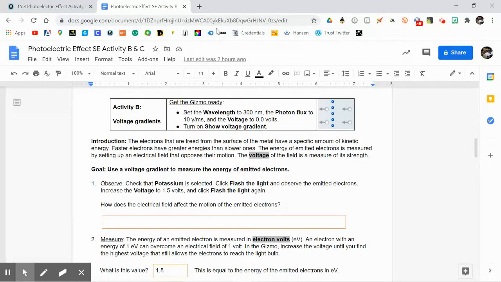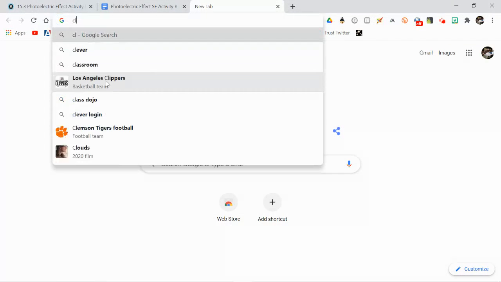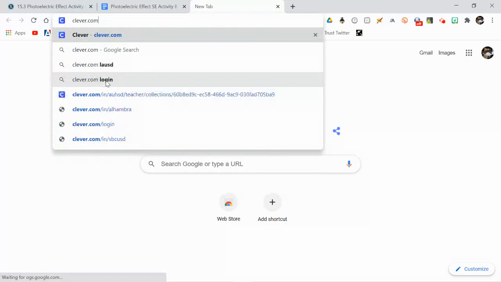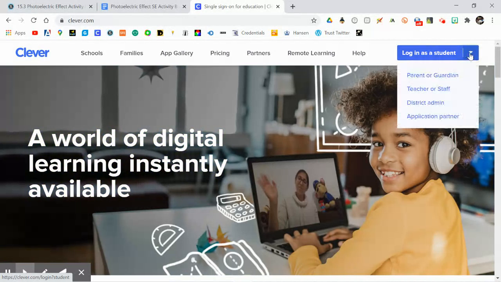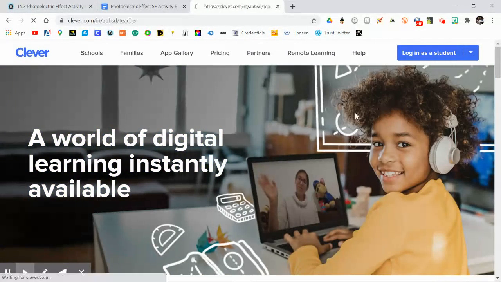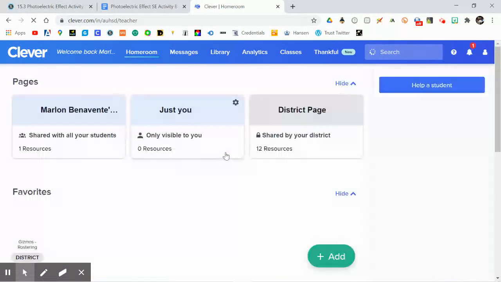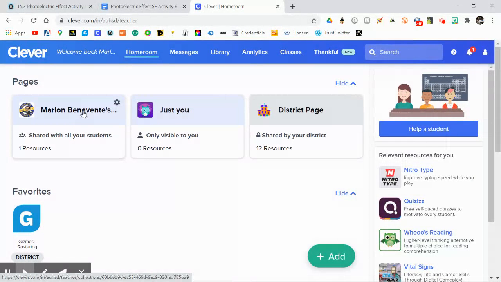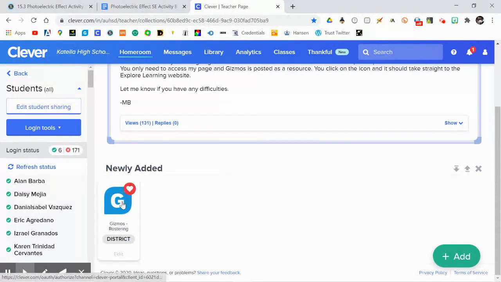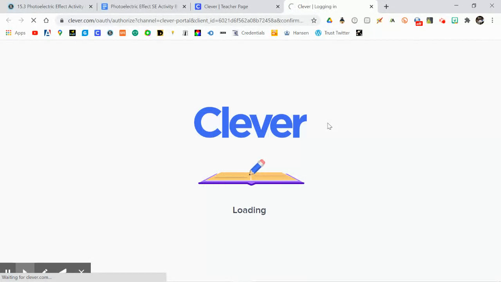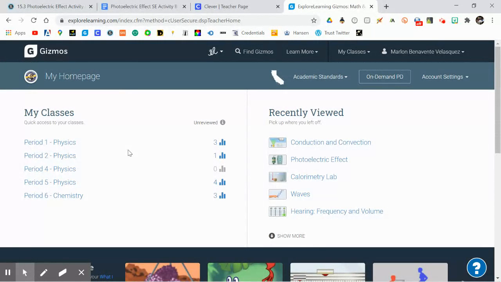So this is activity B, and I'm going to go on to clever.com, and you log in as a student. I'm going to log in as a teacher because I'm a teacher. And here is my page. So I'm going to access my page, and then I'm going to click on the gizmos icon. And it's going to take me straight into gizmos, all right?